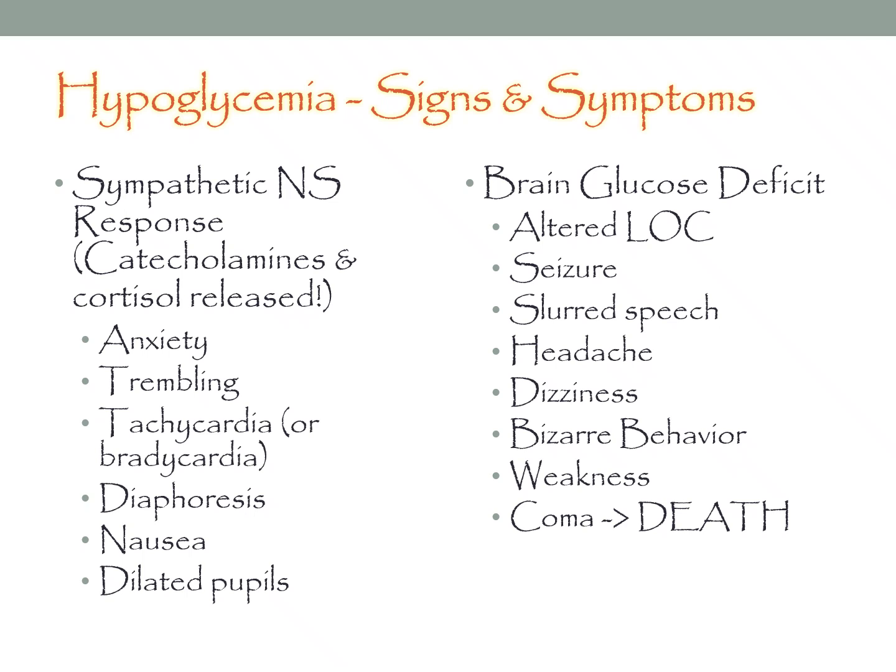Now, the central nervous system manifestation is listed over here on the right. This says brain glucose deficit. So when the brain doesn't have enough glucose, these are the symptoms that occur. So we have the sympathetic nervous system manifestation and then the brain deficit manifestation.